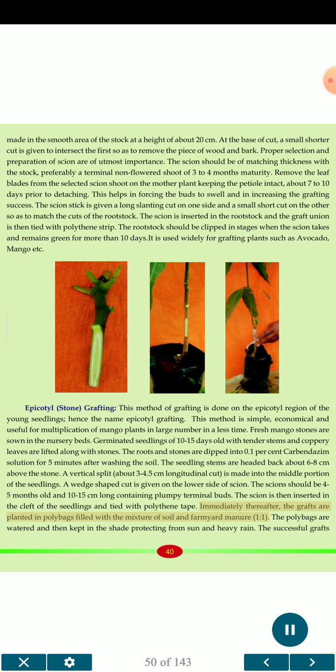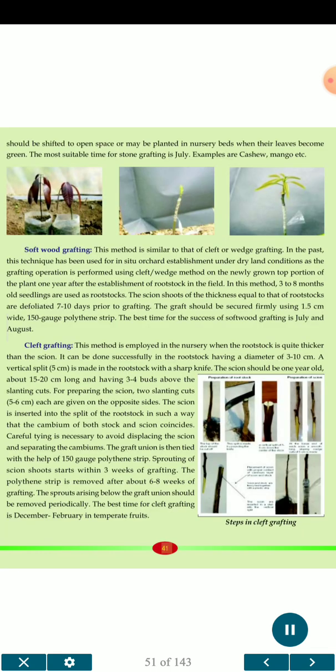Immediately thereafter, the grafts are planted in polybags filled with the mixture of soil and farmyard manure. The polybags are watered and then kept in the shade, protecting from sun and heavy rain. The successful grafts should be shifted to open space or may be planted in nursery beds when their leaves become green. The most suitable time for stone grafting is July. Examples are cashew, mango, etc.